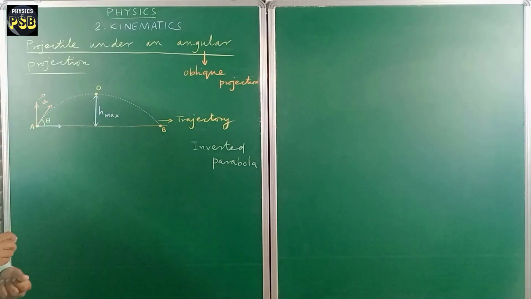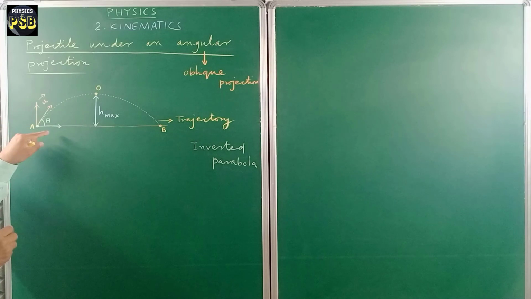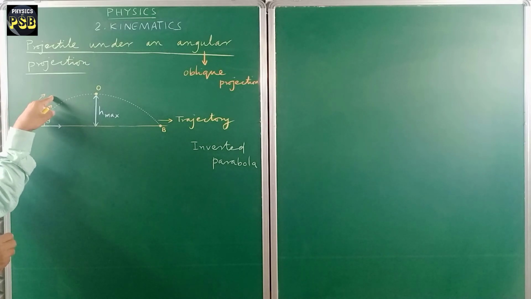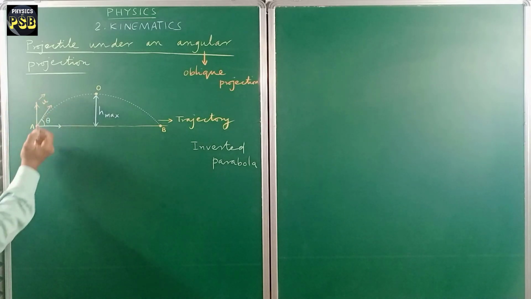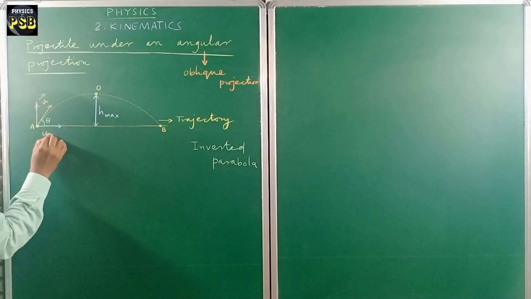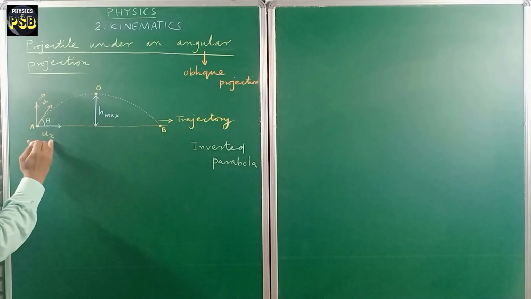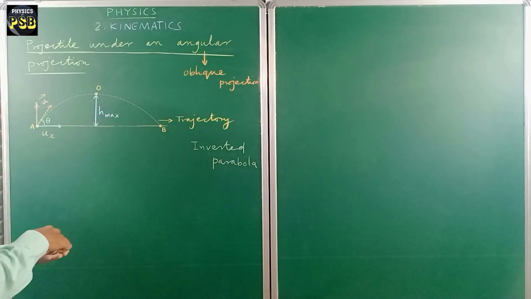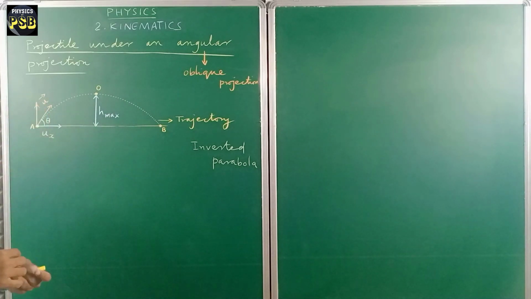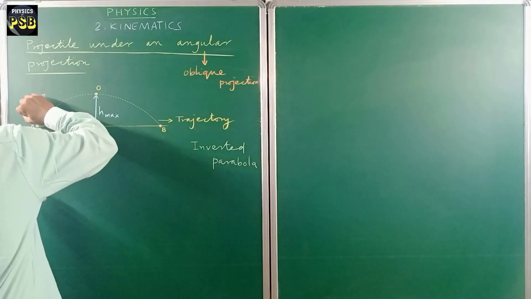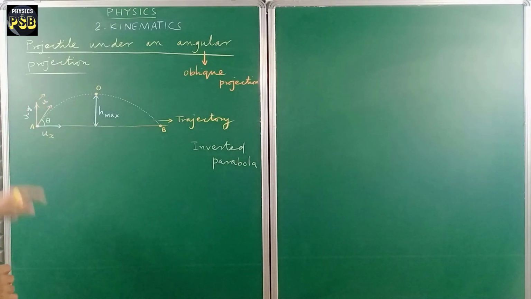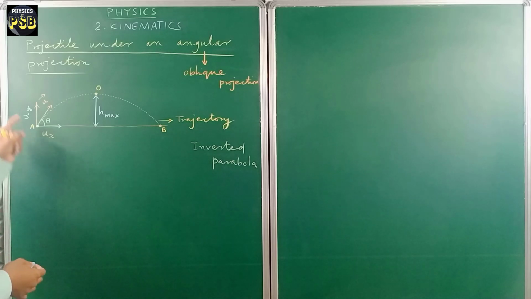Now I'm going to find out the horizontal and the vertical component of this initial velocity u. I name this horizontal component ux. X for the reason that it is acting along the x-axis. And the vertical component is named uy, as it acts along the y-axis. Clear? Now, what are the values of these two things?